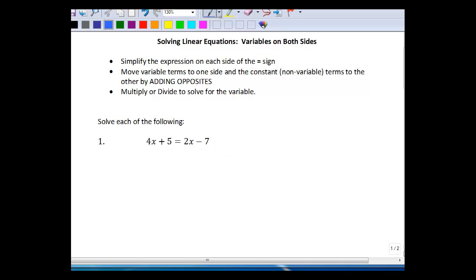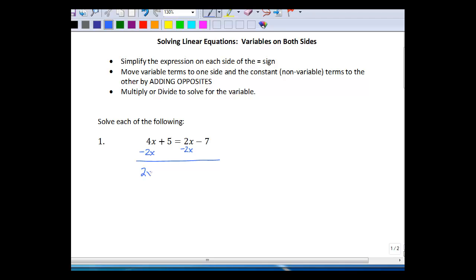The next step then is to move your variable terms to one side of the equal sign, and it doesn't matter whether you move them to the left or the right. I'm typically going to move them to the side that has the most positive or the highest coefficient of x. So in this case, the 4x is larger than the 2x, so I'm going to move all my variables over here to the left. So the way I get rid of this 2x, that's a positive 2x on the right side, is I subtract 2x. I use opposites. And then I'm going to subtract 2x on the left-hand side of the equal sign as well.